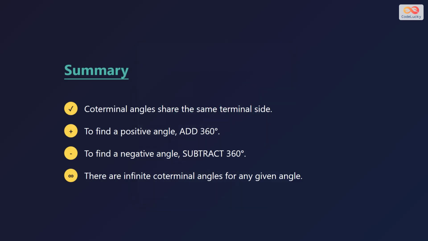To wrap up, remember these key points. Coterminal angles share a terminal side. Add 360 to find positive angles and subtract 360 to find negative ones. There are infinite possibilities for any single angle.